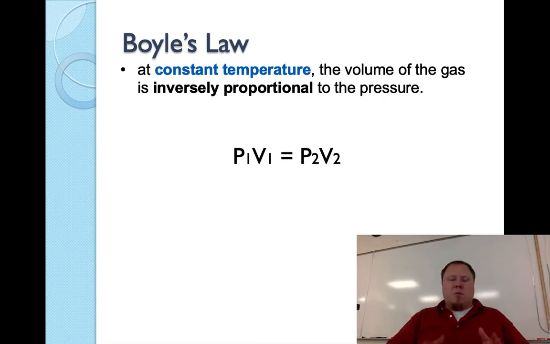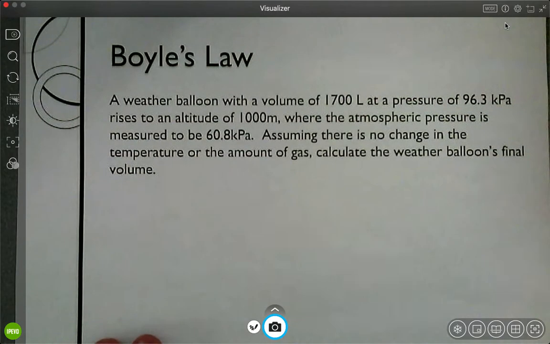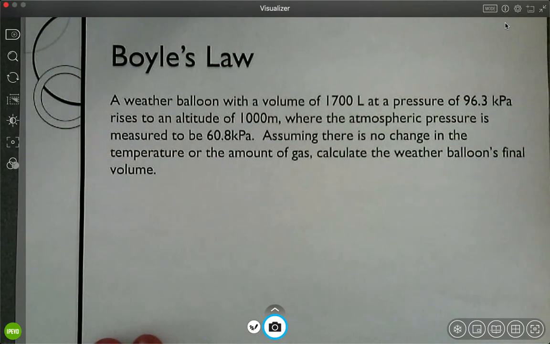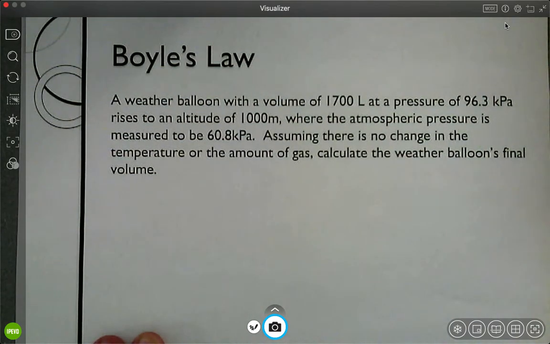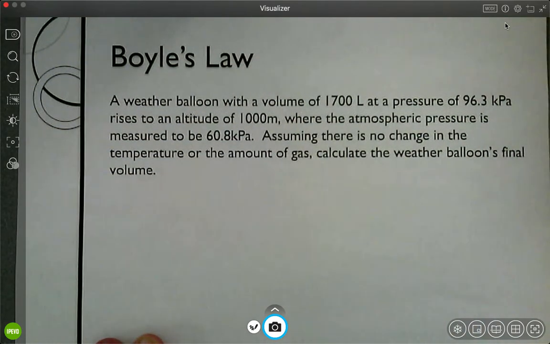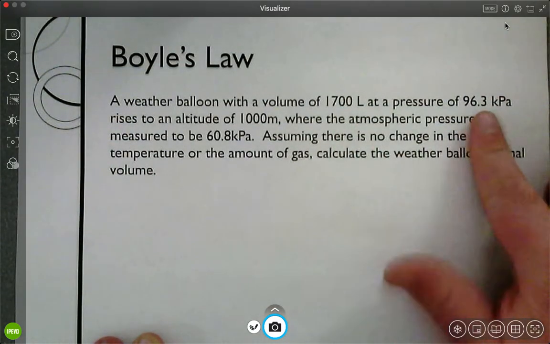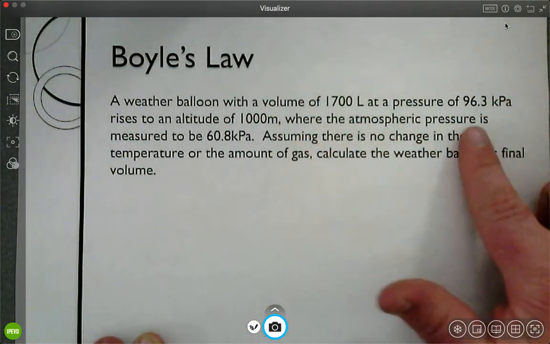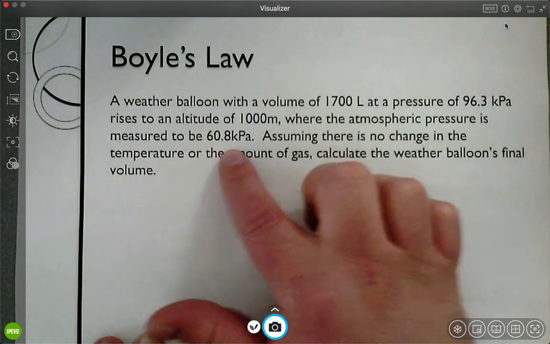Here's how it works. Let me show you an example problem. Okay, so Boyle's law problem here. A weather balloon with a volume of 1,700 liters is at a pressure of 96.3 kilopascals. It rises to an altitude of 1,000 meters. That 1,000 doesn't actually matter, it's just telling you how high it goes. What you want to pay attention to is the volume and the pressure. This is where the atmospheric pressure is measured to be 60.8 kilopascals.